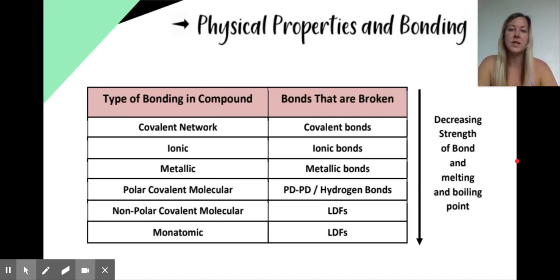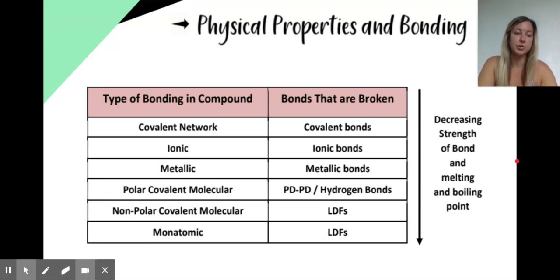Now, I think a key thing to know is that even though we talk about how strong hydrogen bonds are, hydrogen bonds are the strongest intermolecular bond. They are not the strongest bond. Covalent bonds are the strongest bonds. So covalent, ionic, and metallic bonds are your intramolecular bonds. They are between atoms. They are extremely strong.